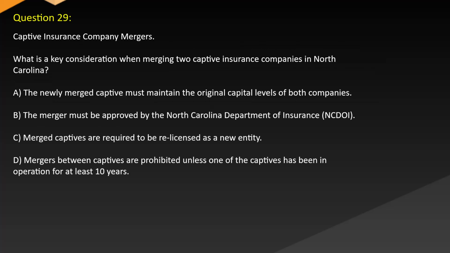Question 29. Captive insurance company mergers. What is a key consideration when merging two captive insurance companies in North Carolina? A. The newly merged captive must maintain the original capital levels of both companies. B. The merger must be approved by the North Carolina Department of Insurance, NCDOI. C. Merged captives are required to be relicensed as a new entity. D. Mergers between captives are prohibited unless one of the captives has been in operation for at least 10 years.